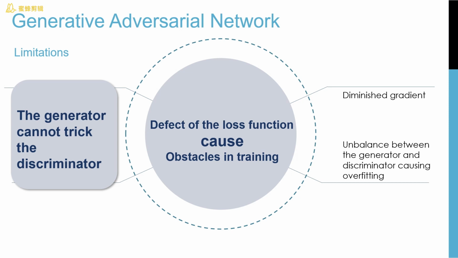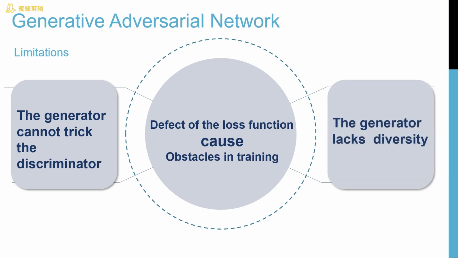To solve this problem, the author modified the loss function. However, the new loss function will cause the generator to generate only the most correct data, without covering the entire distribution. That brings a new severe problem, that's lack of diversity.